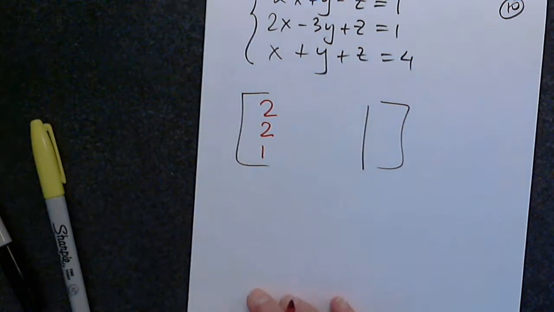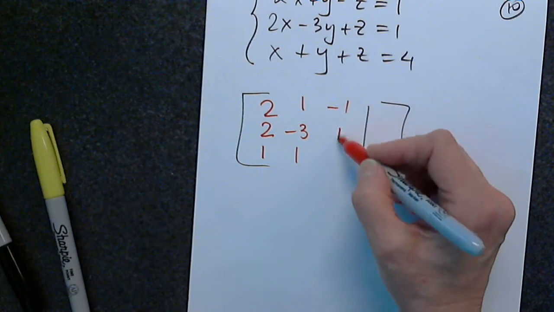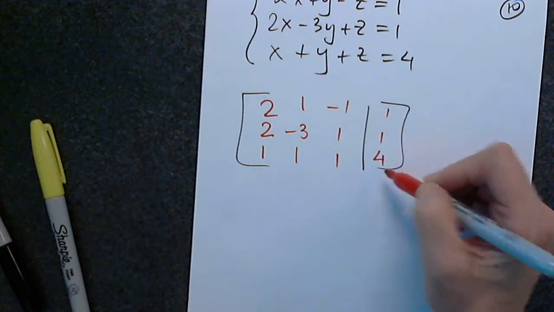2, 1. 1, negative 3, 1. Negative 1, 1, 1. And 1, 1, 4.